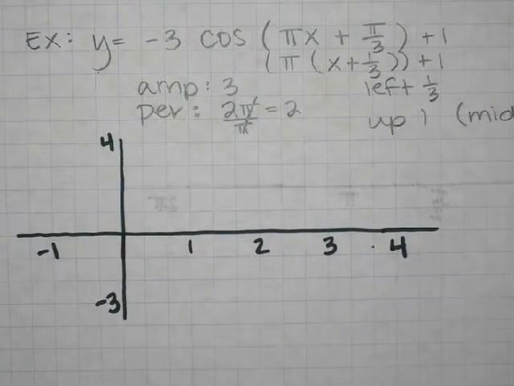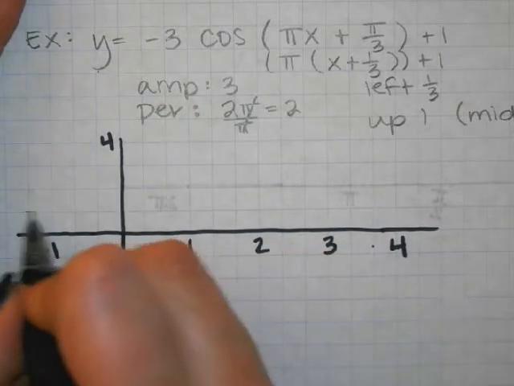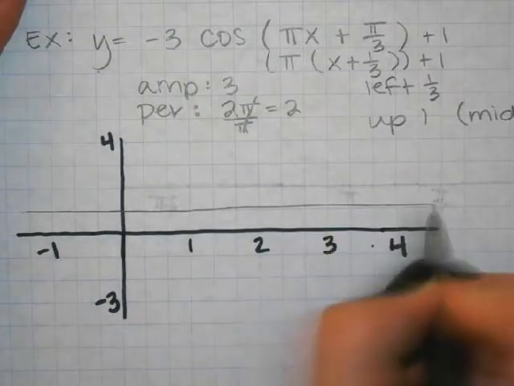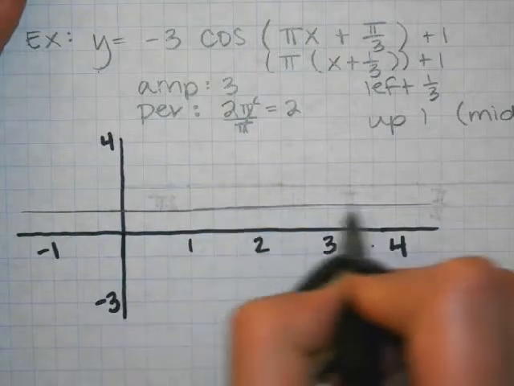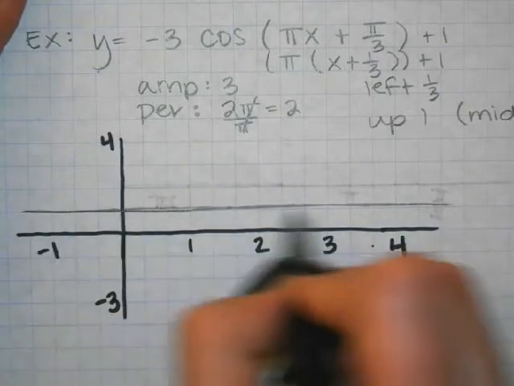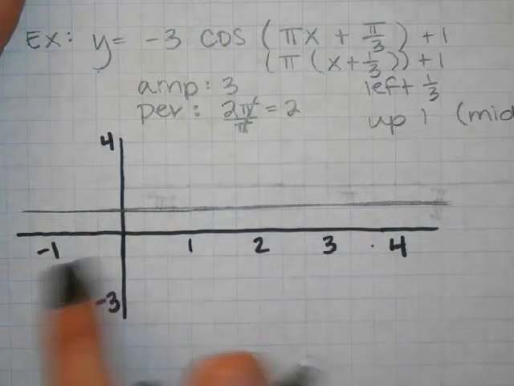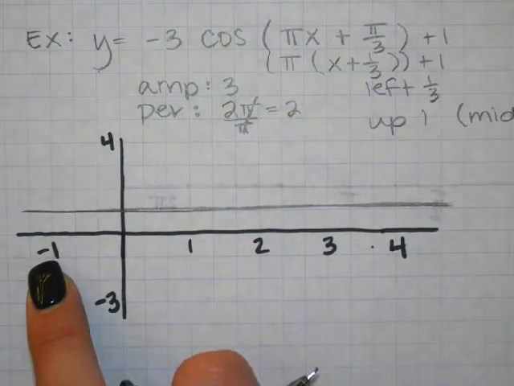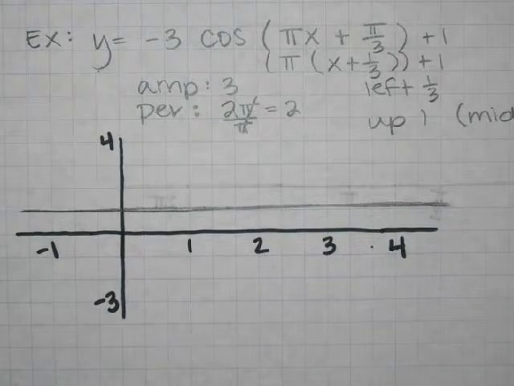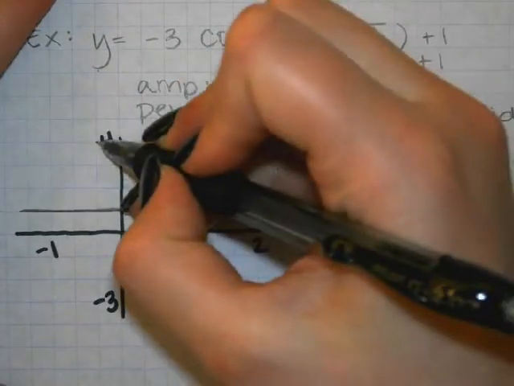Okay, so if we look at this one, we are going to go up 1. So I'm drawing my midline of 1. I just counted 3 boxes, but you don't have to draw that if you don't want to. If you don't have enough room, that's okay, because we're not going to go all the way over to it. And then we're going left 1/3, and how many boxes is 1/3? It's 1 box. So left 1 box.